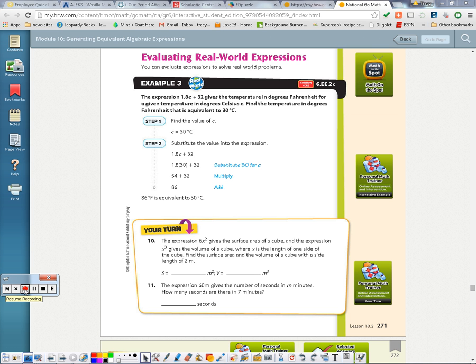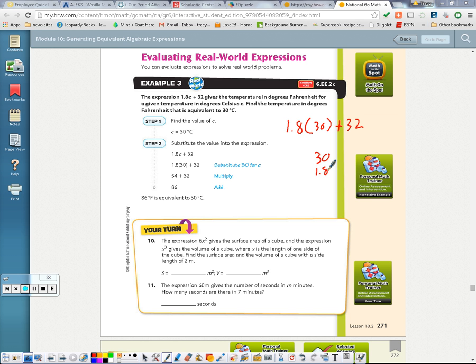So, we need to find the value of C. If Celsius equals 30 degrees, we're going to find out how much that is in Fahrenheit. So we follow the formula. 1.8 times C plus 32. So we're going to have 1.8 times C, which is 30, plus 32. Order of operations says we're going to multiply 1.8 times 30.